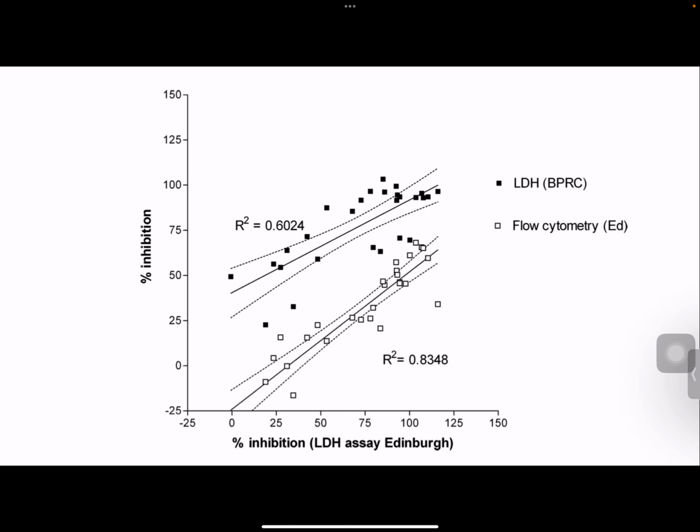All right, so here in the graph, what we are looking at is actually quantification of 2 different mechanisms and assays that depict inhibition. So we have the LDH BP RC shown in the dark, filled in squares, and then flow cytometry in the hollowed out squares. So what they're trying to do here is just quantify which method is best at discovering the inhibition of the malaria.